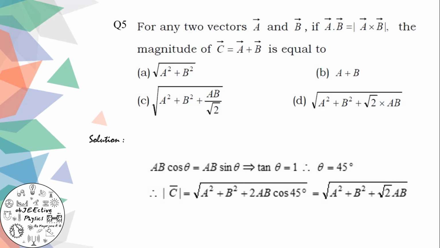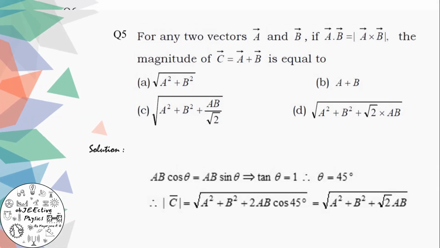Therefore, according to the parallelogram law of vector addition, the modulus of C bar is equal to root of A square plus B square plus 2AB cos 45, that is equal to square root of A square plus B square plus root 2 into AB.